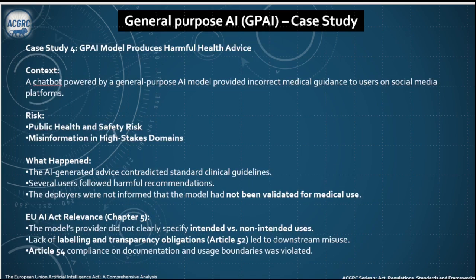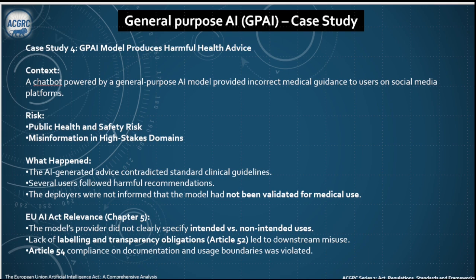The next case study is related to a GPAI model producing harmful health advice. The context: a chatbot powered by a general purpose AI model provided incorrect medical guidance to users on social media platforms. The risk here is public health and safety risk. It's also about misinformation in high stake domains. The AI generated advice contradicted standard clinical guidelines. In this case, several users followed this harmful recommendation.